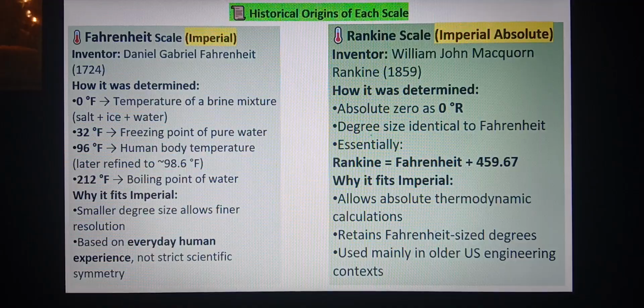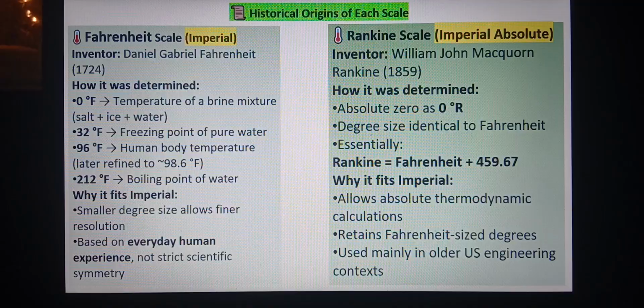We will now look at the imperial scales, the historical origins of each scale. Fahrenheit scale. Inventor Daniel Gabriel Fahrenheit, 1724. How it was determined. 0 degrees Fahrenheit, the temperature of a brine mixture, which is salt, ice, and water.